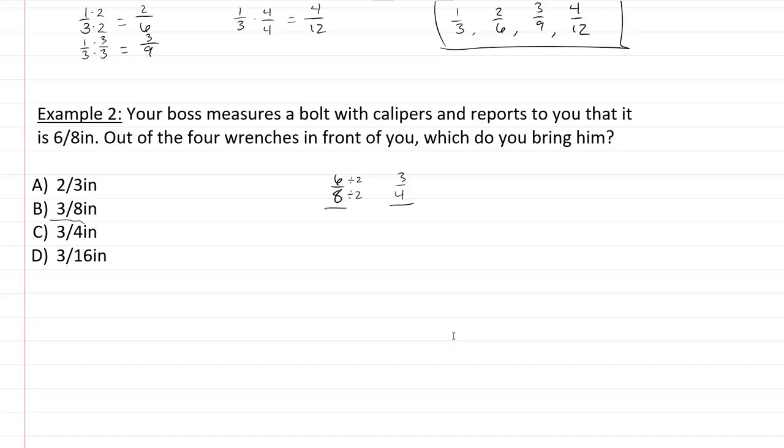So the answer would be C, 3 over 4 inches. So you'd bring him that wrench, and it would work on the 6 over 8 inch bolt because they're the same exact measurement. They have the same width.